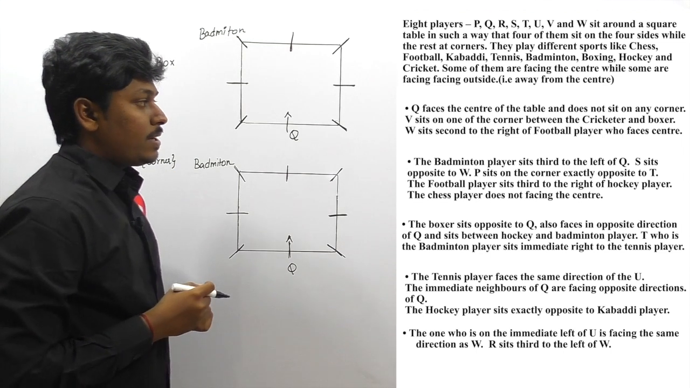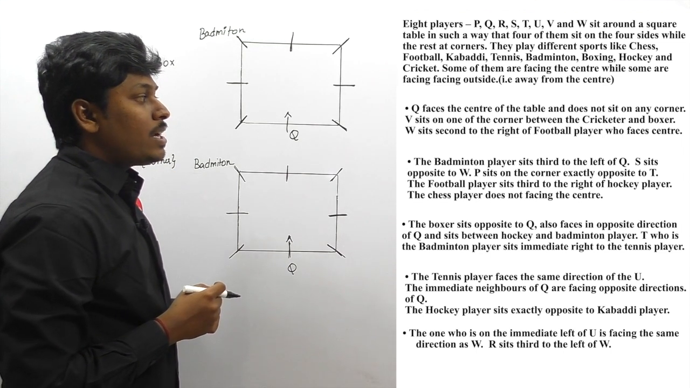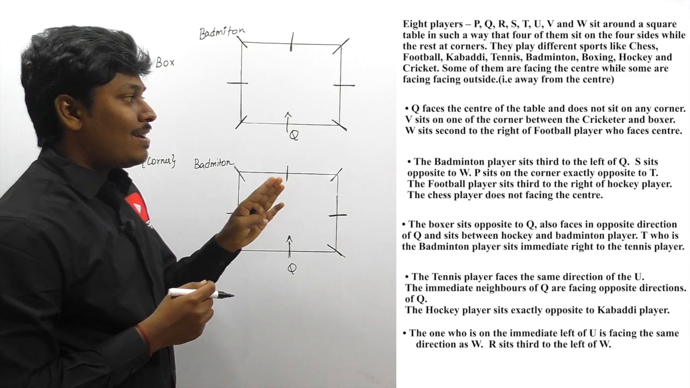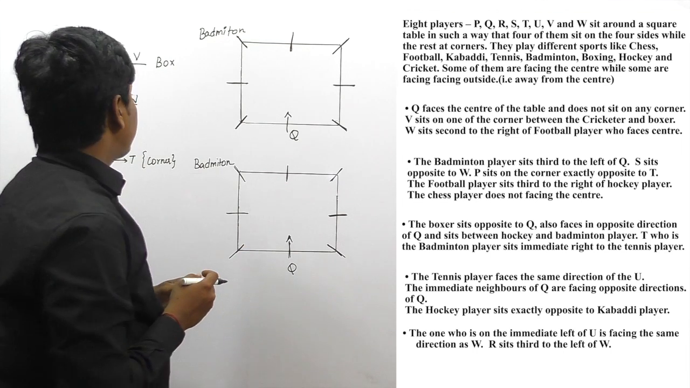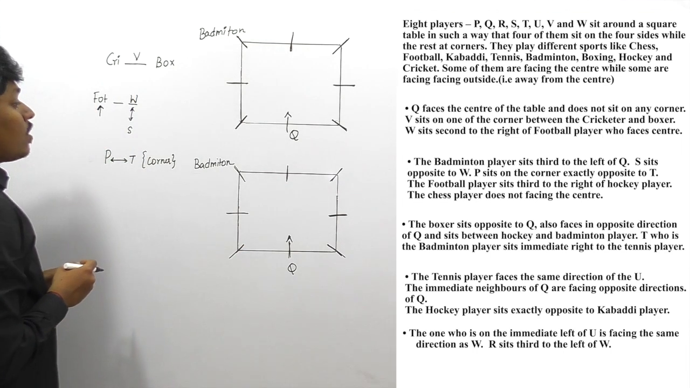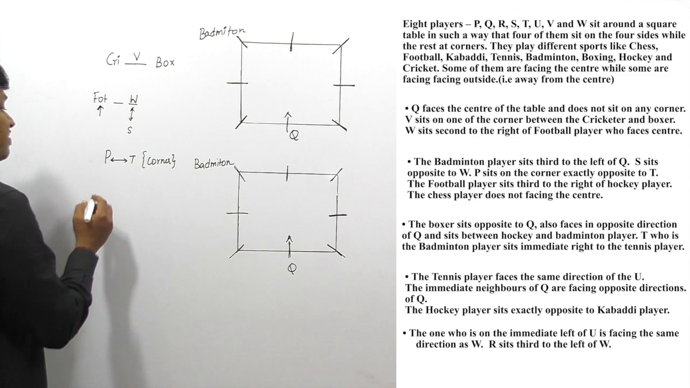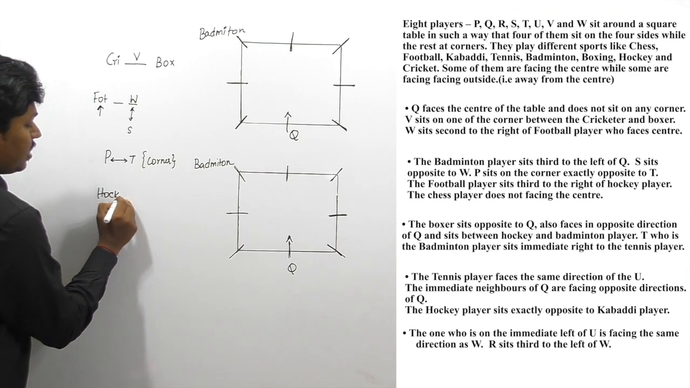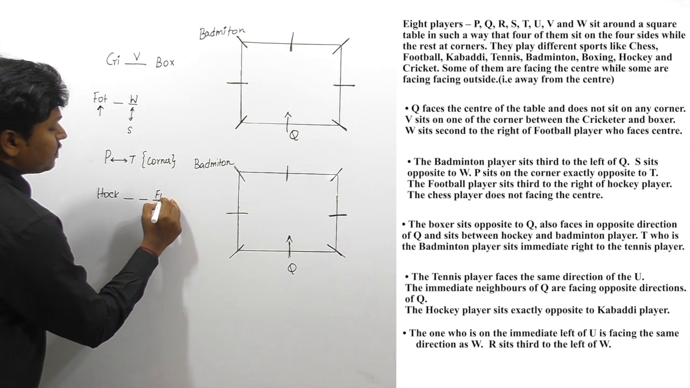Next point. The football player sits third to the right of the hockey player. So the hockey player's right hand side, at the third place, the football player is sitting.